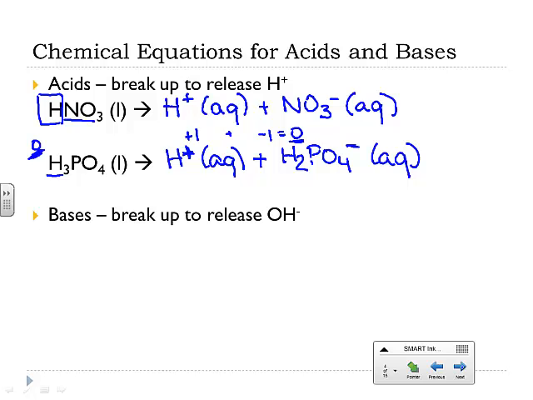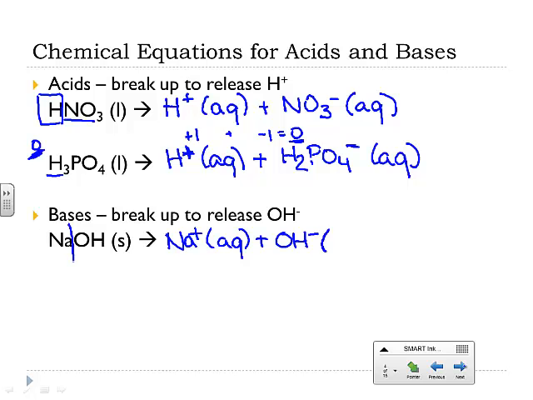Alright, let's take a look at bases on the flip side here. Bases break up to release OH-, right? You can see that there's definitely a hydroxide here, can't you? So we end up with Na+, and that's aqueous, and OH-, aqueous. Next up, let's try another one. Ba(OH)2. That 2 should be a subscript, so this should actually be Ba(OH)2 solid.